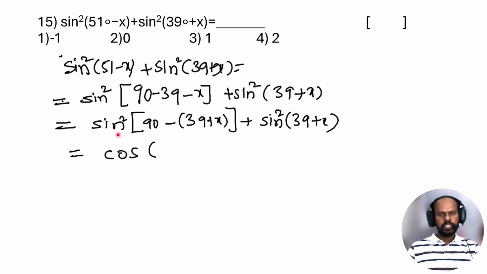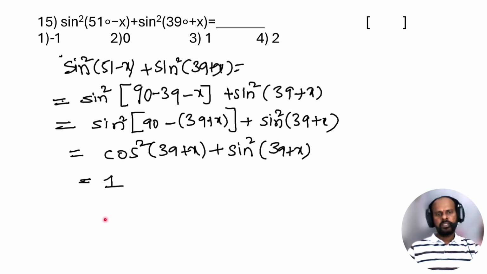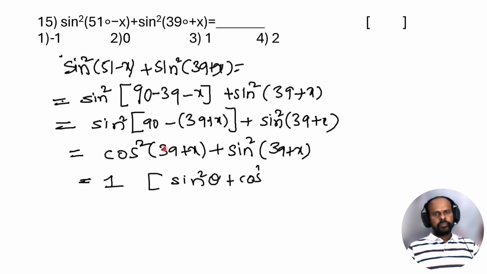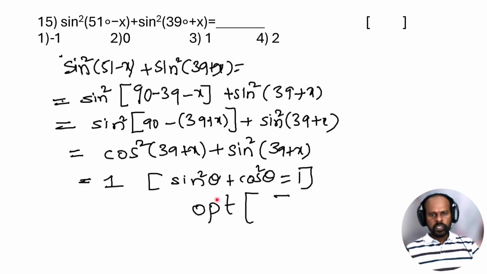And now you see sine 90 minus theta, it is in first quadrant, so sine 90 minus theta equal to cos theta. So cos square theta is there, following as it is, theta plus 39 plus x writing as it is. So this is in the form of sine square theta plus cos square theta. So that is the identity and 1. So option is third one. Identity we used is sine square theta plus cos square theta is 1. That's all.